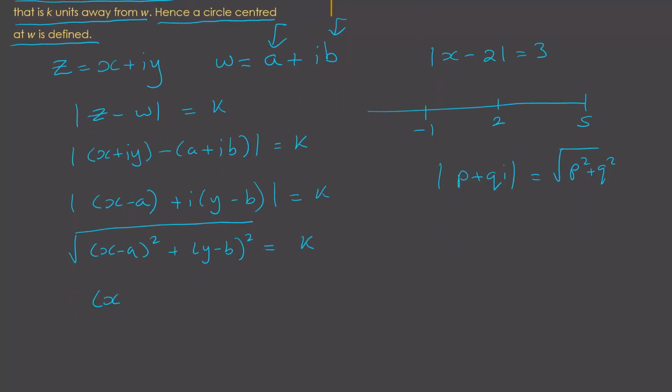Squaring both sides gives me x minus a squared plus y minus b squared is equal to k squared. And we can see from the Cartesian equation that we have a circle with its center at (a, b), which of course is the position of the complex number W in the Argand diagram, and the radius is equal to K.